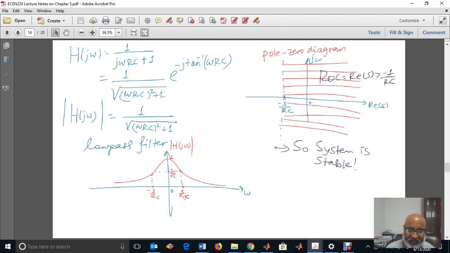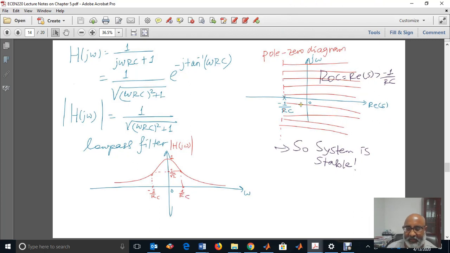So 1 over RC is the cutoff frequency in radians per second, and it's a simple low pass filter. And if we plot the region of convergence, remember the x-axis is the real axis, which is the sigma axis, and the y-axis is the j omega axis. The pole is at s equal to negative 1 over RC. We have the broken line here because the pole is not included in the region of convergence. So the ROC will be real of s greater than negative 1 over RC, which is this one.